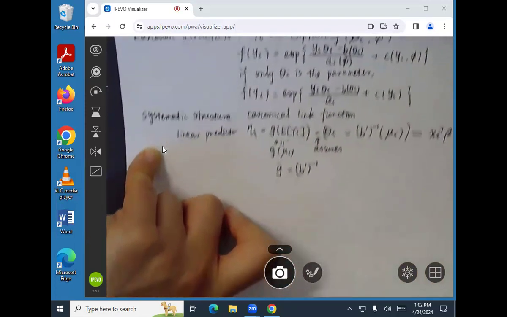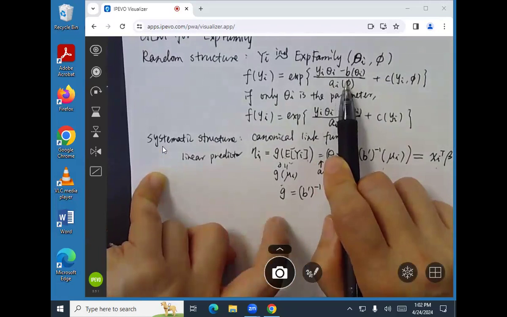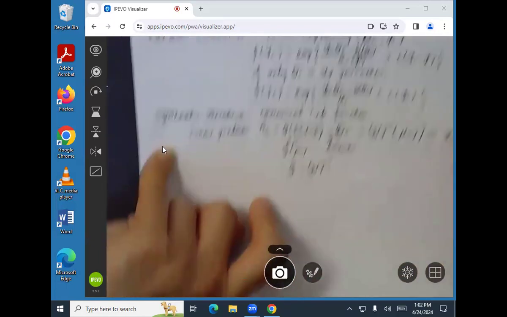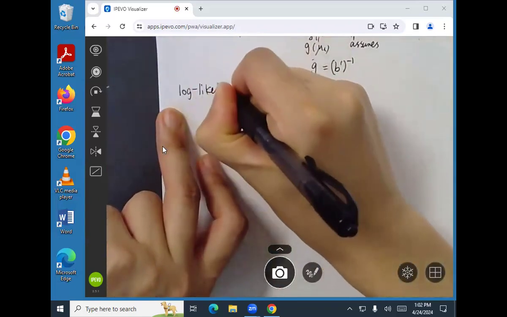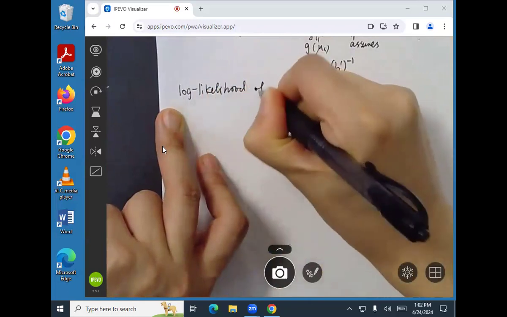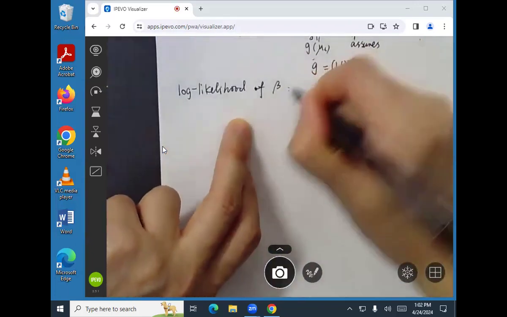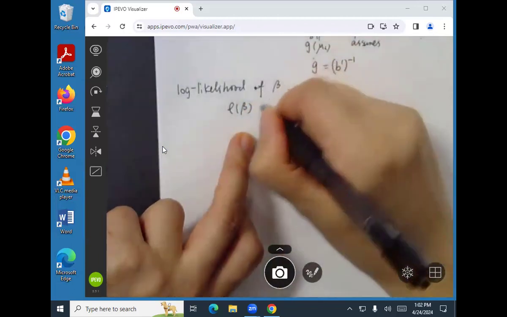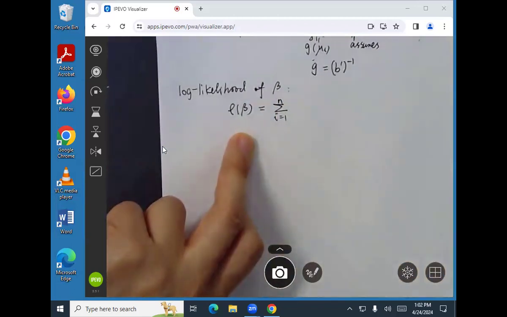And then, given the form of the canonical link function, and given the form of the exponential family with the use of the canonical link function, we can actually write out the likelihood of beta. Because this is a review, the log likelihood of beta, given the canonical link function, can be written as, we use the small l for log likelihood at beta. So last time we said it can be written as the summation over my observations.